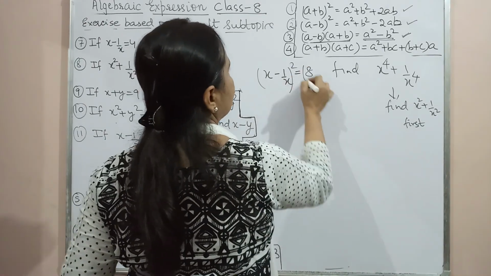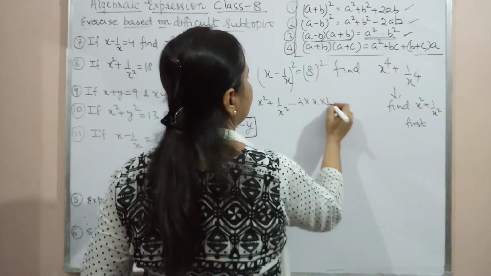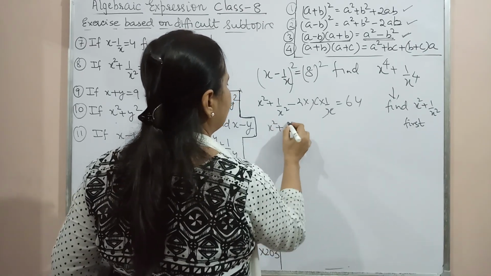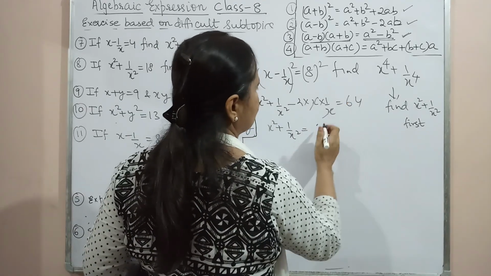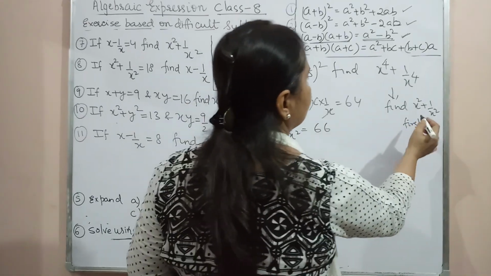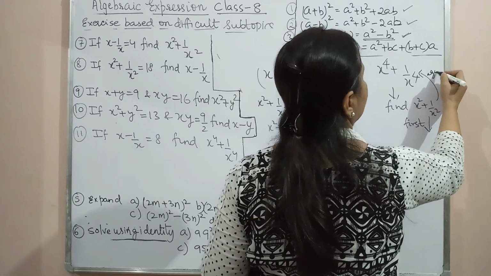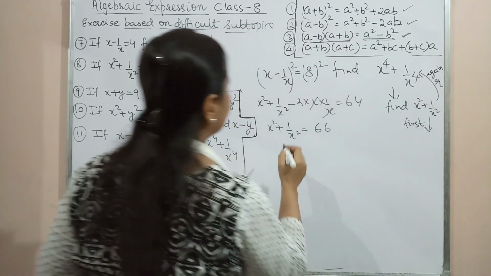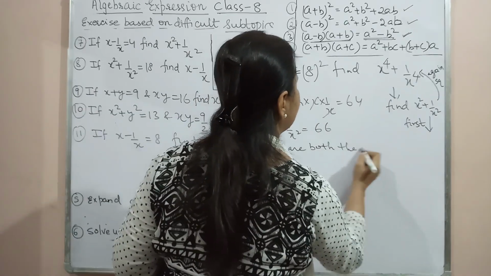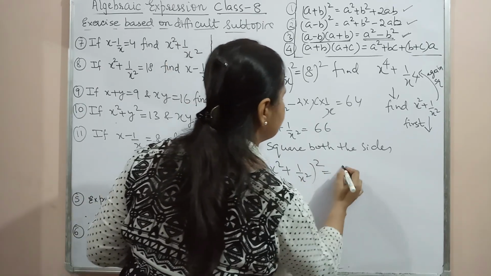You will square both the sides. So we get x square plus 1 upon x square minus 2 into x into 1 upon x equals 64. These two cancel. So x square plus 1 upon x square will be 64 plus 2, that is 66. Alright. Now from this we have to find this. So what will we do? Again square both the sides. So if you square both the sides again, this is like this.